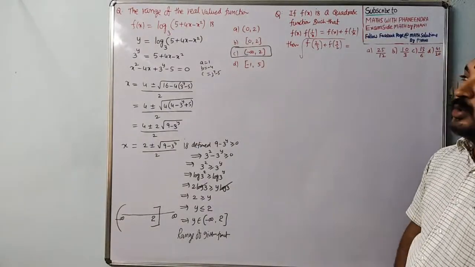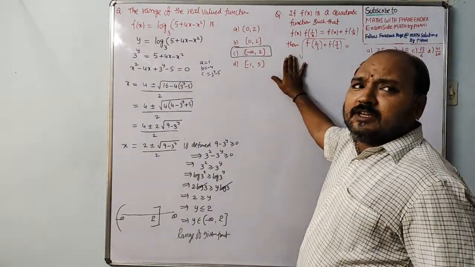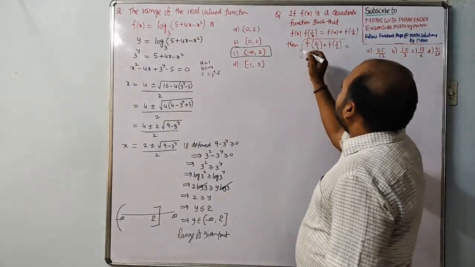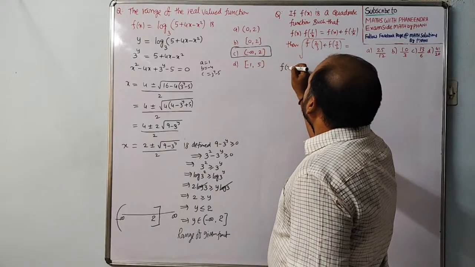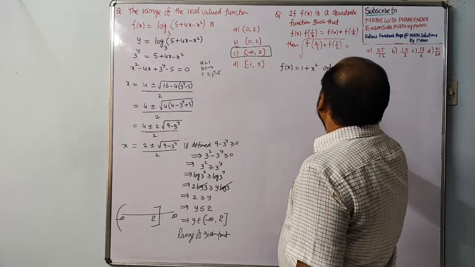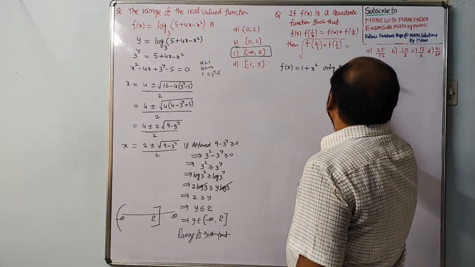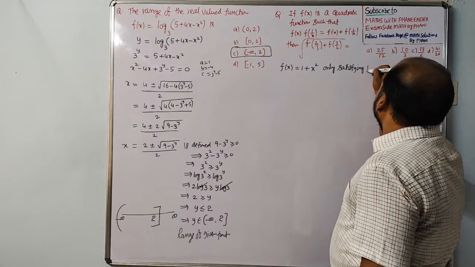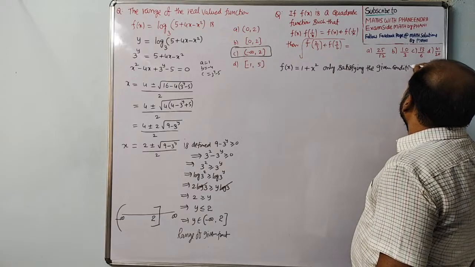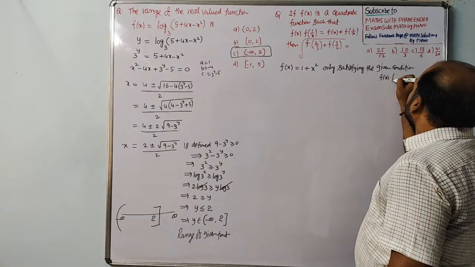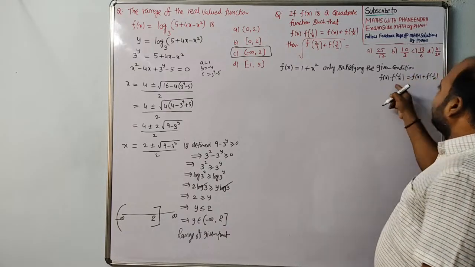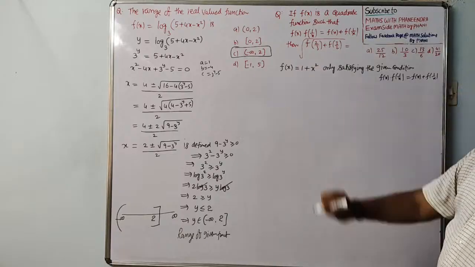Now we will move to another question. This type of question we can expect in AP EAMCET 2025, this model. Why? Because this condition is applicable for f of x is equal to 1 plus x square only, satisfying the given condition. What condition is given? F of x into f of 1 by x is equal to f of x plus f of 1 by x. This condition is satisfied only by this function.